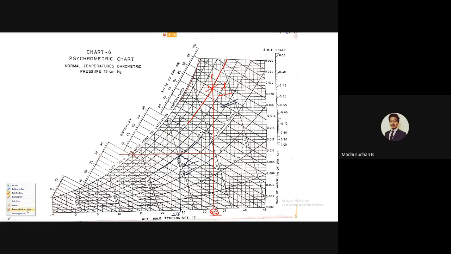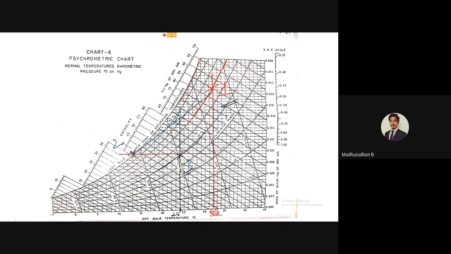Now what you do, you have to join these two things. So now I am joining these two things. Now, this is your state 3. This is your state 1 and this is your state 2. I'm just renaming these things. So this I will mark as state 2 and the final would be marked as state 3. So the two processes 1 to 2 and 2 to 3 have been plotted.